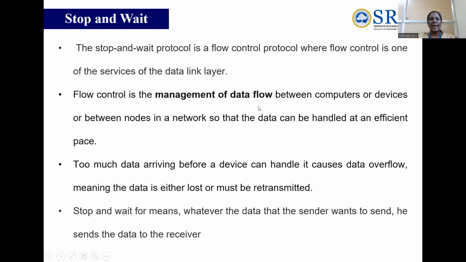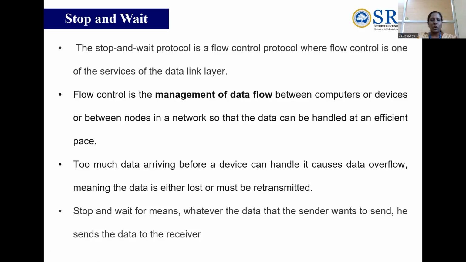Flow control is the management of data flow between computers or devices or between nodes in the network so that the data can be handled in an efficient manner. Too much data arriving before a device can handle it causes data overflow, meaning the data is either lost or must be retransmitted. So once the data is lost, the packet needs to be retransmitted.